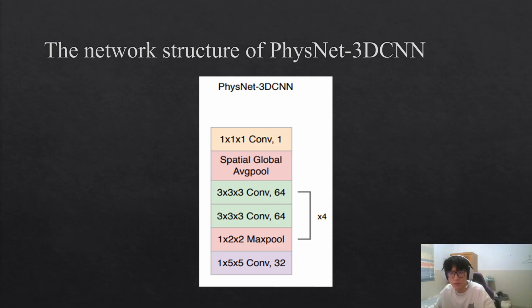The spatial dimensions are gradually reduced while preserving crucial temporal information. The network concludes with transposed convolution to reconstruct the temporal rPPG signal at the original sampling rate, enabling accurate pulse rate estimation.